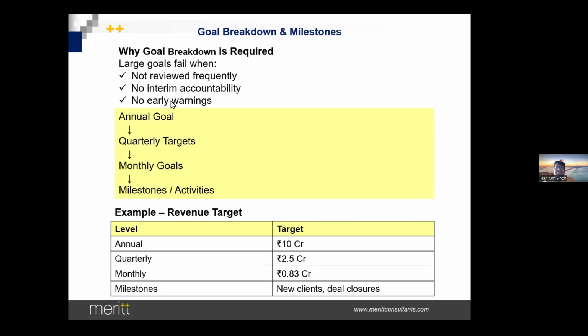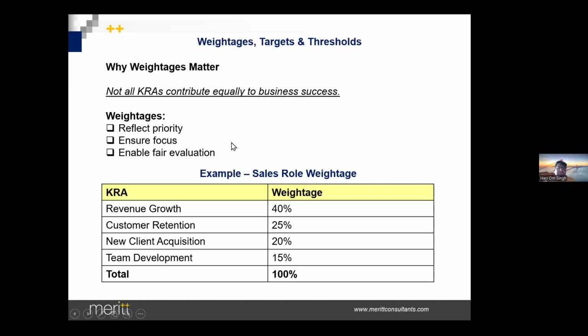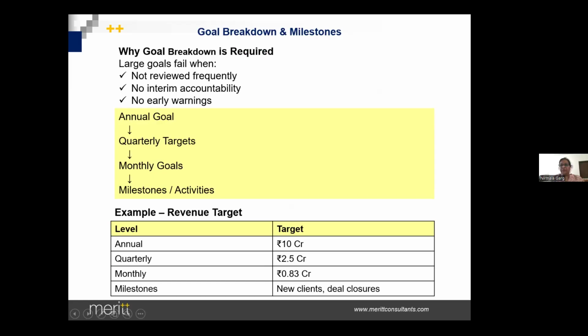This is again how annual goals get translated into quarterly goals, quarterly to monthly, monthly to milestones. Annual goes to quarterly, quarterly to monthly, then milestone. How, ma'am? You tell me what a milestone is.